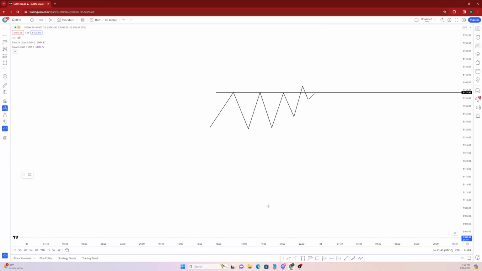Now, on the flip side, if we have a support point right here and traders are trying to get long off of these lows, where is their stop loss more than likely going to be?